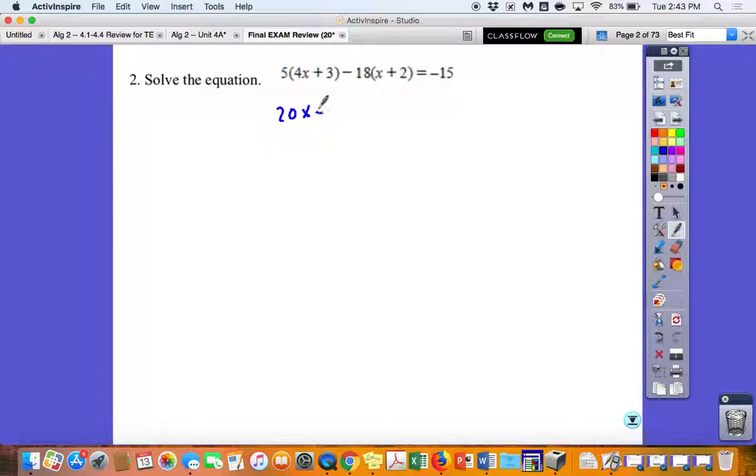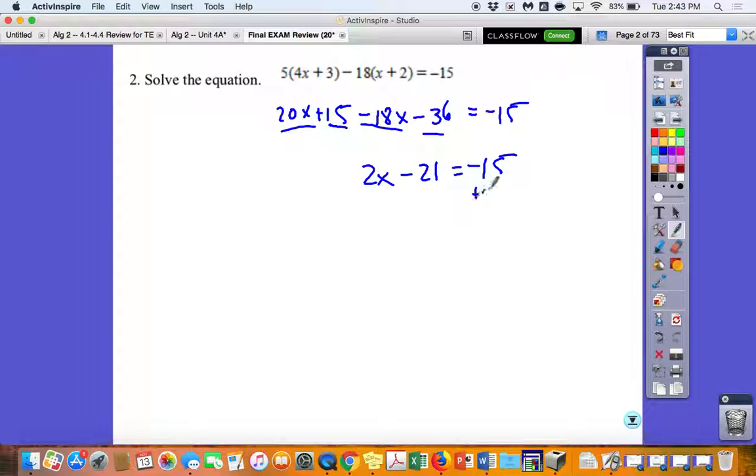So 20x plus 15, negative 18x minus 30, what is that? 30, woo, 36. Let me go up here. Not 32, it's 36. Okay, so that'd be a -15. Now collect your like terms. So 20 and negative 18 makes 2x. And then I got a 15 and a -36. I don't know what that is. So 15 minus 36, -21, equals -15.